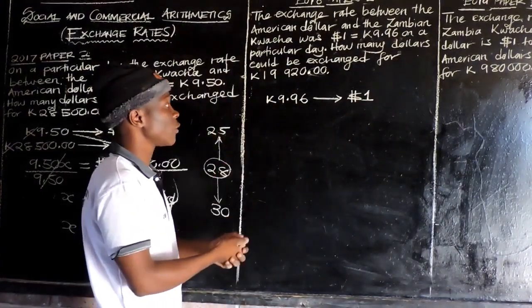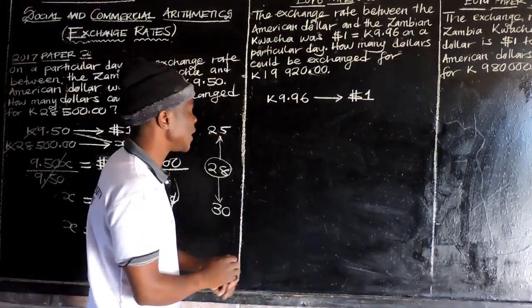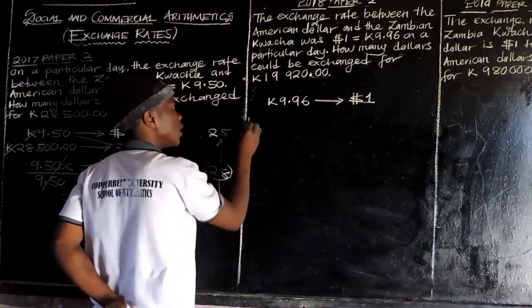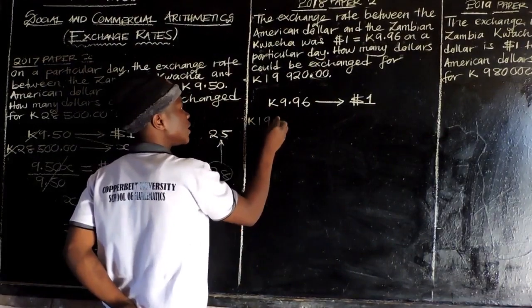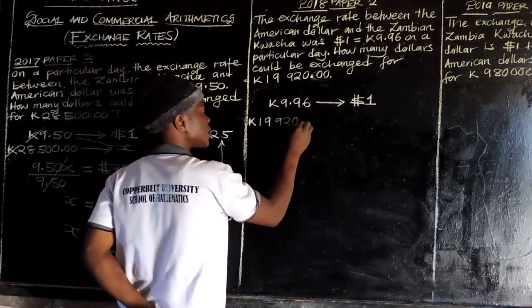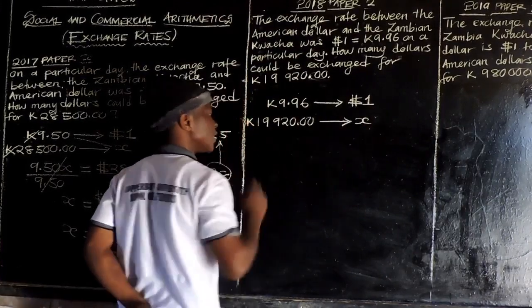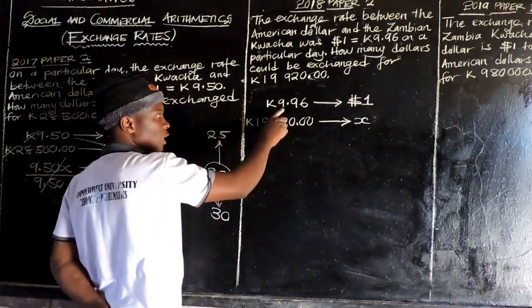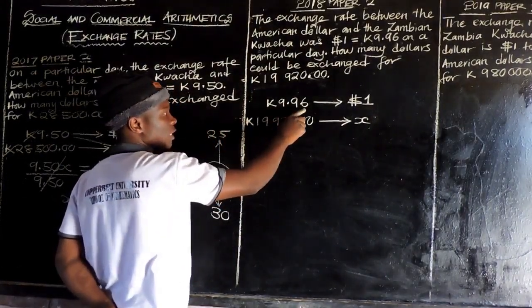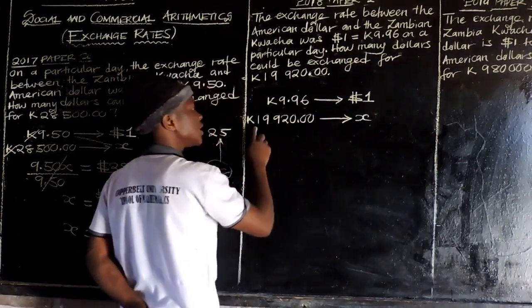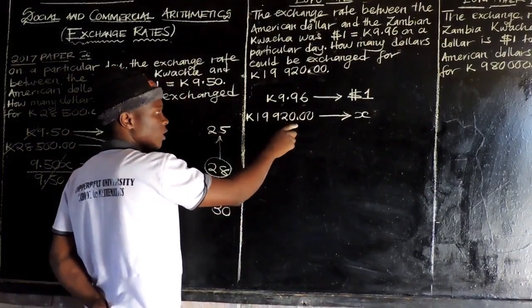You're going to be given what? $1. What if you have this? Now in this case we have this amount, 19,920. How many dollars are we going to get? X. We don't know. Let's find this X. Are we together? So 9 kwacha 96 ngwe is equal to what? $1. What about 19,920, which is equal to what?